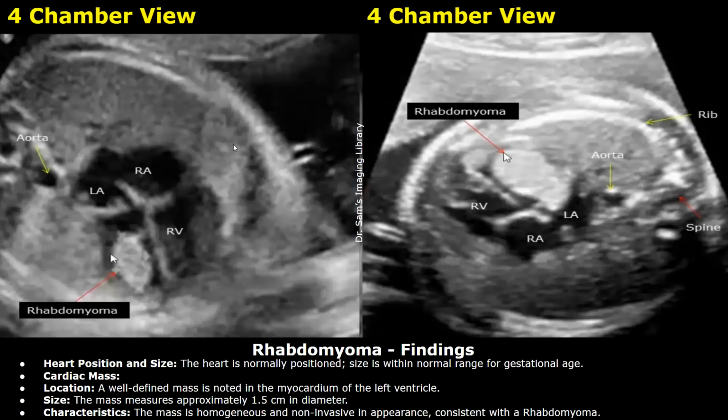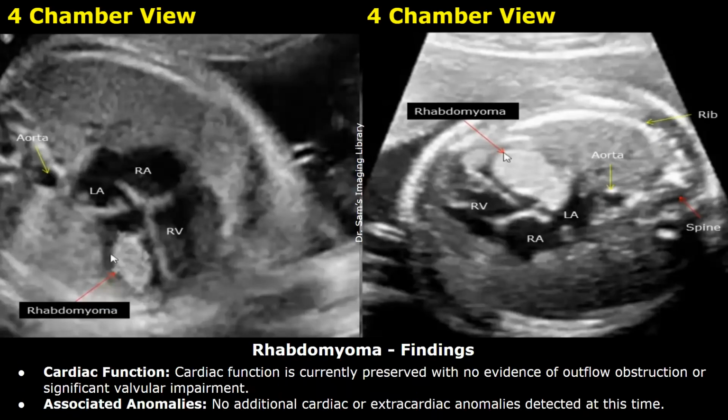The mass measures approximately 1.5 centimeters in diameter. Characteristics. The mass is homogeneous and non-invasive in appearance, consistent with a rhabdomyoma. Cardiac function is currently preserved with no evidence of outflow obstruction or significant valvular impairment. No additional anomalies were seen.